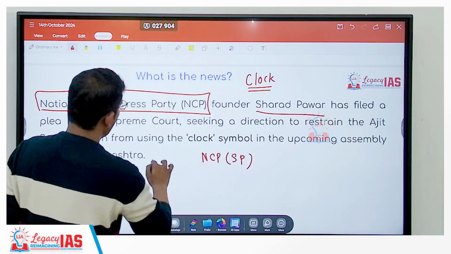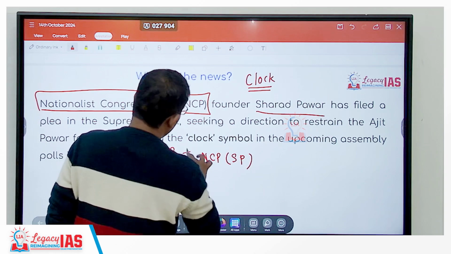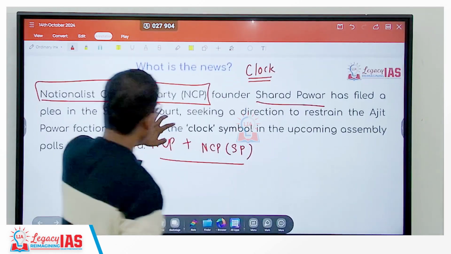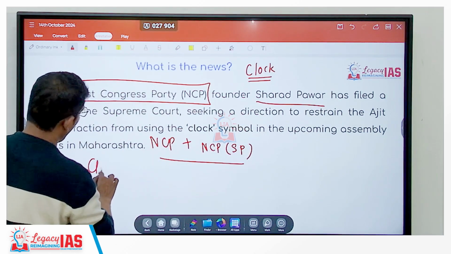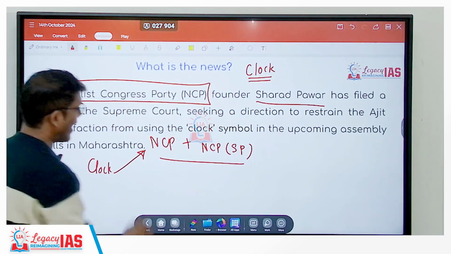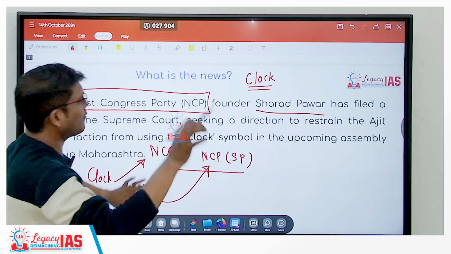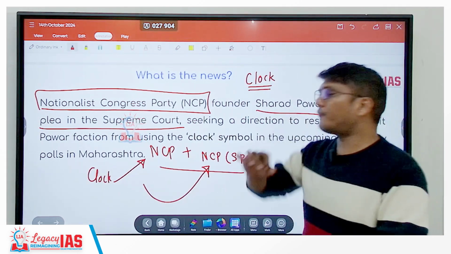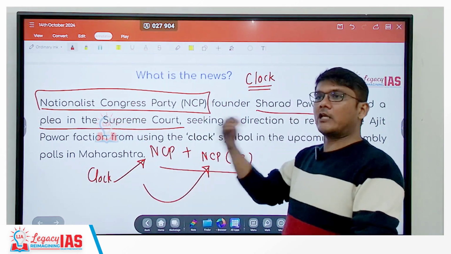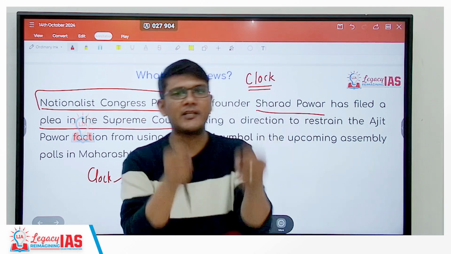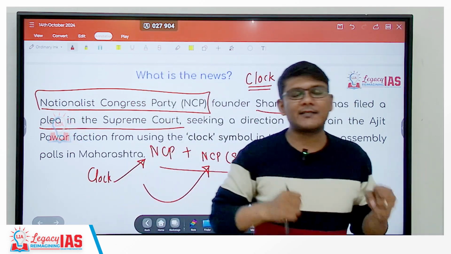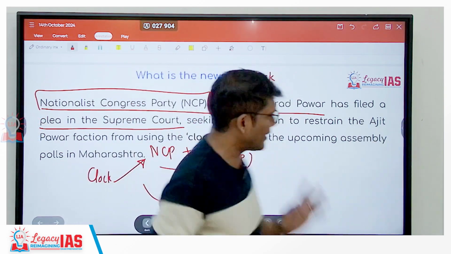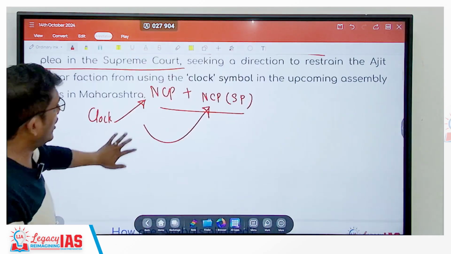So we now have NCP and we have NCP SP. What has happened here? The issue is that the Election Commission has given the clock symbol to NCP, and NCP SP has filed a plea in the Supreme Court saying do not give this clock symbol to NCP, rather give it to us, and in the meanwhile please freeze the symbol till the time the matter is sub judice in the court. You can freeze the symbol so that no one can use it, right? That is what the news is all about.